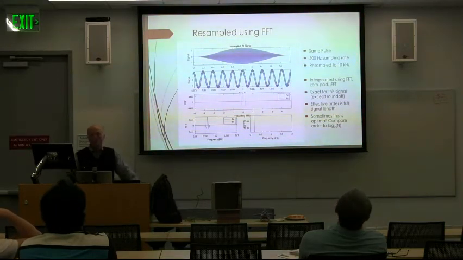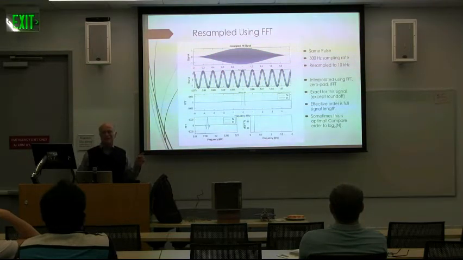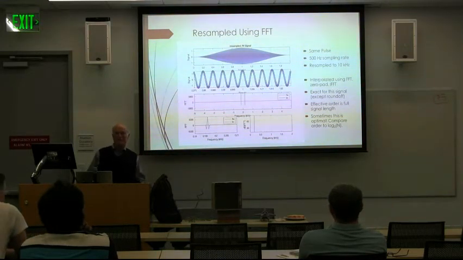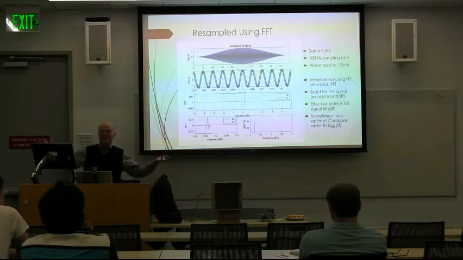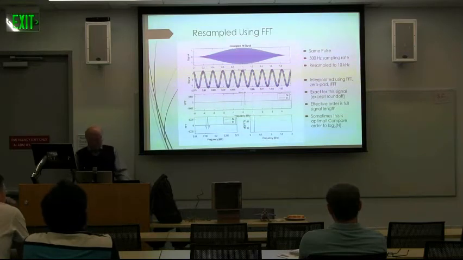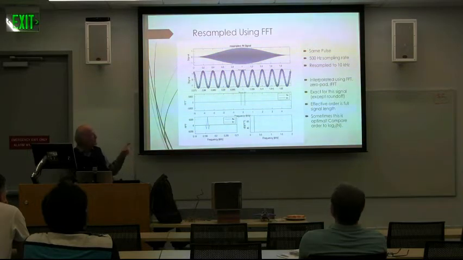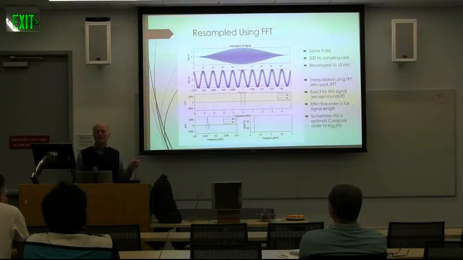So there are circumstances in which, if you're resampling something to a much higher sample rate, sometimes you want to do it this way. In this particular case, it's about a wash between this and the order 15, because the log base 2 of the number of points is about 15. So those are the two things that you have to compare. But this is another way to do it. It's effectively the order of this interpolation is the entire length of the signal. Every input point goes into every output point.